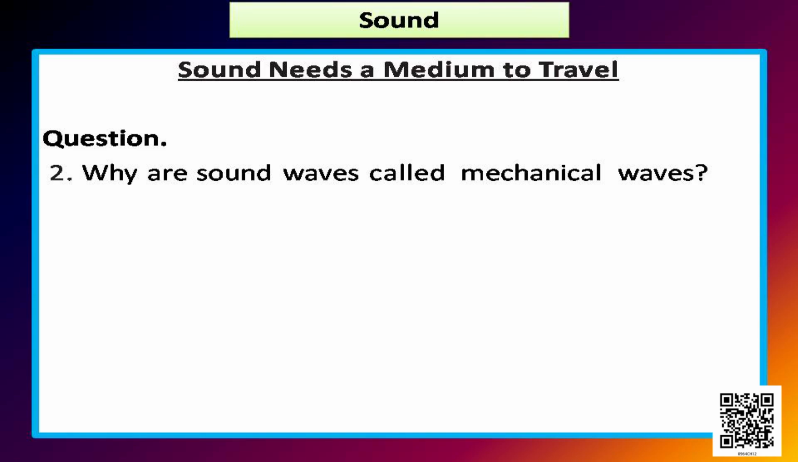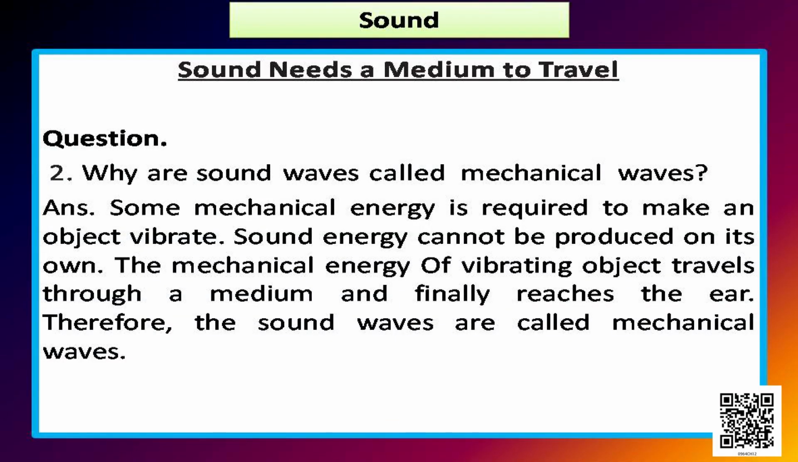Okay. So the answer should be, some mechanical energy is required to make an object vibrate. Sound energy cannot be produced on its own. The mechanical energy of the vibrating object travels through a medium and finally reaches the ear. Therefore, the sound waves are called mechanical waves.